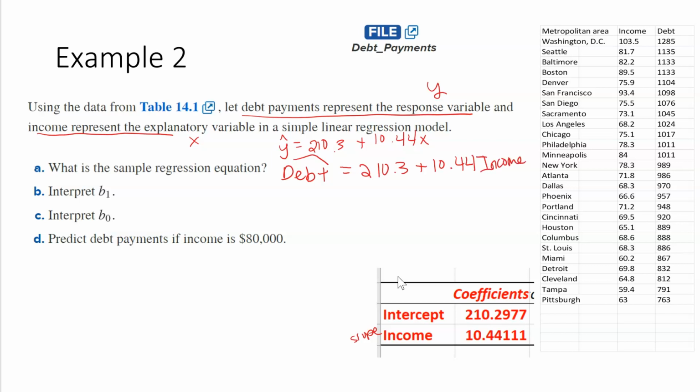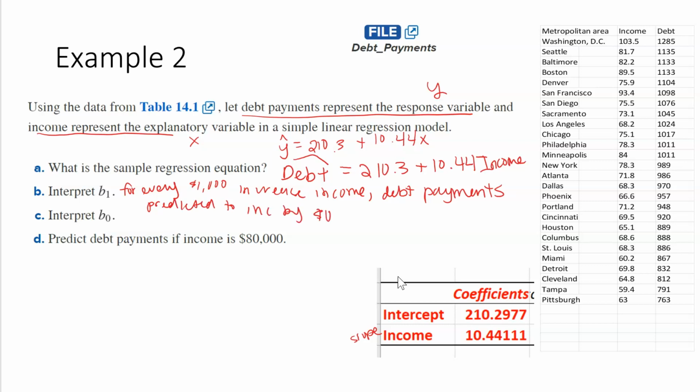Now it wants us to interpret B1, which is our slope. Remember that for every x, and what's our x again? Our x is income. It's in thousands, so for every 1,000 increase in income, debt payments are predicted to increase by $10.44.